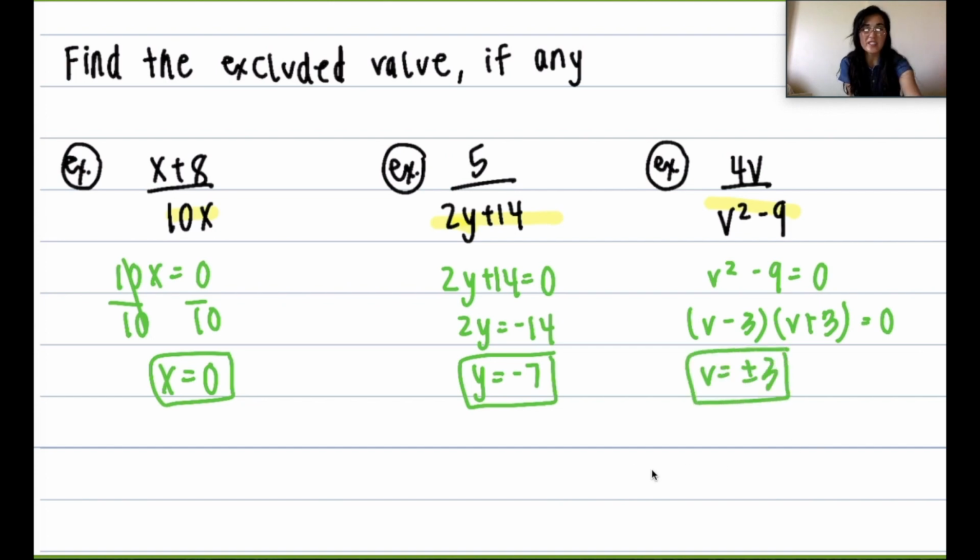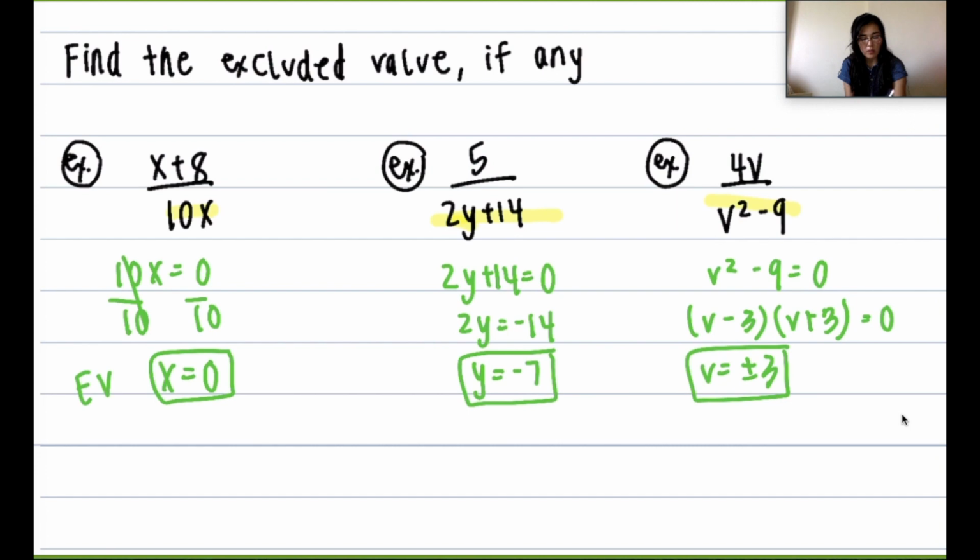So here are your excluded values. For your first one, again, you're setting that denominator equal to 0. The value of x then would be 0, or I should say your excluded value is 0. For your second one here, the excluded value was -7. And for this one, I actually factored it, it was a difference of squares. But your excluded values, you would have 2 here. It would have been +3 and then -3. And again, the vocab that you would use is excluded value or that phrase EV, and you can just abbreviate it as so.